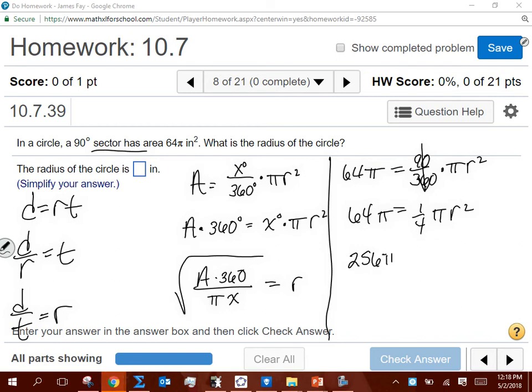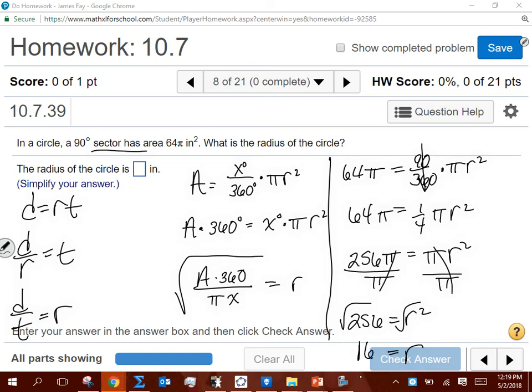Okay, 256 pi is equal to pi r squared. How do I get rid of that coefficient of pi here? Divide by pi. So it gives me 256 is equal to r squared. Now what would I do? Yep, square root that. And we are lucky because square root of 256 is 16. Okay? So the radius of the circle is 16.